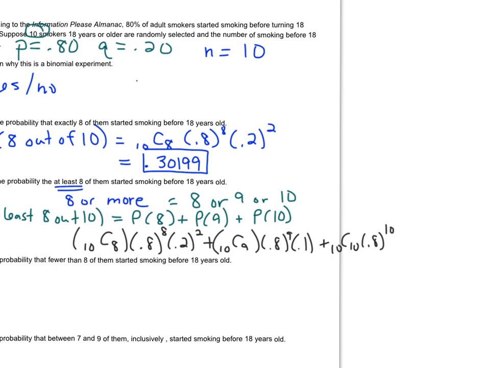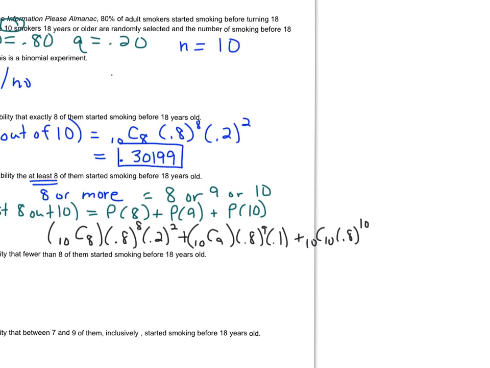So I'm going to put these into my calculator. I'll do them individually. For 8, I know I get 0.30199. For 9, I'm getting 0.26844. And for 10, I'm getting 0.10737. And again, it's 8 or 9 or 10, so that's why I am adding these probabilities together. If I add those together, I am going to get 0.6778.